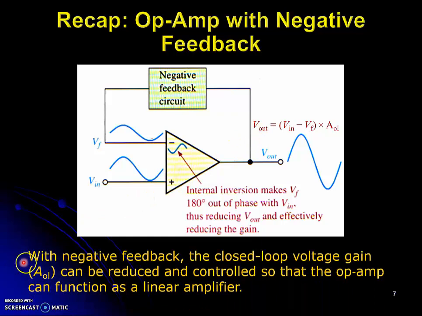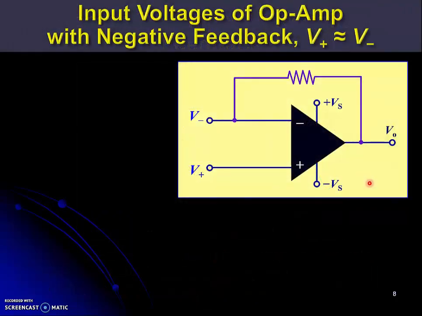Therefore, we said, with a negative feedback loop, the closed-loop voltage gain, which is equal to Vout over Vin, can be reduced, and the op-amp can function as a linear amplifier. This is an op-amp with a negative feedback loop. V positive is the voltage at the non-inverting input. V negative is the voltage at the inverting input.